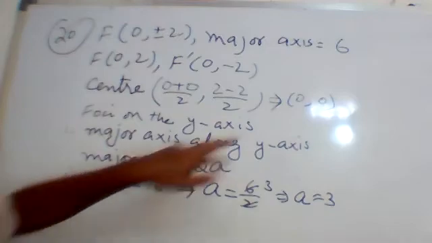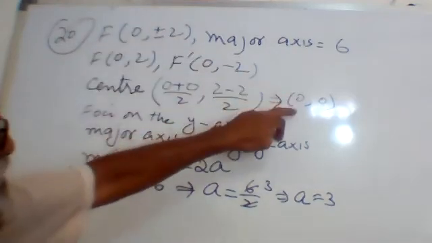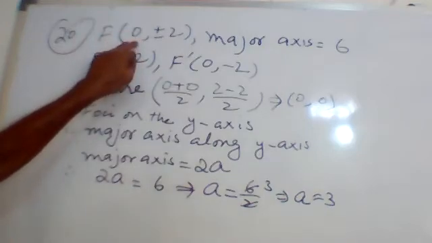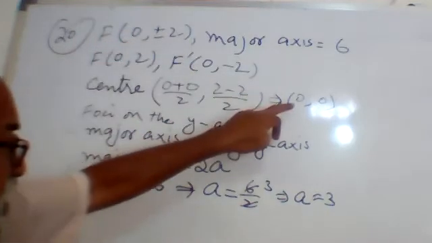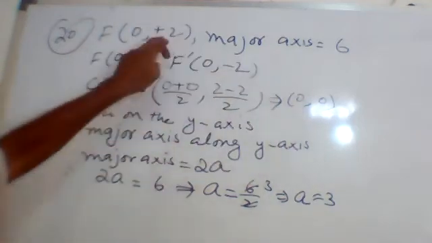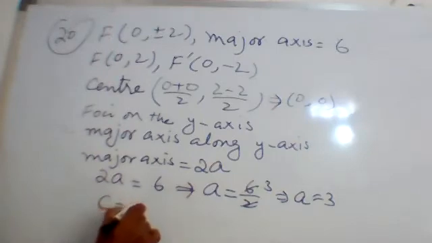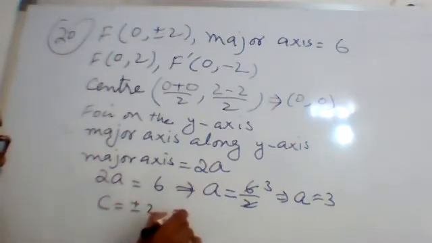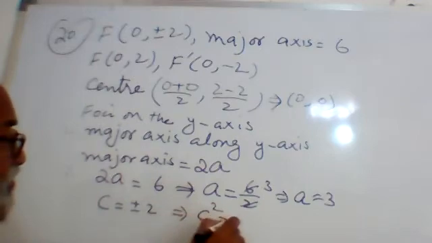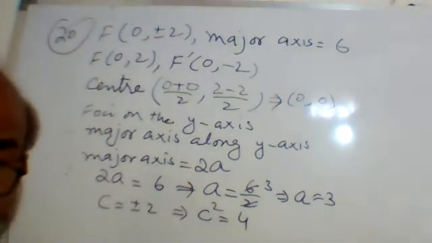And the distance from the center to the focus is called C. So 0 to 0 will be 0, nothing. 0 to plus minus 2 will be plus minus 2. So C will be equal to plus minus 2. Therefore, C square is equal to 4.